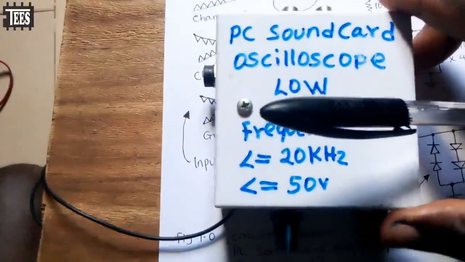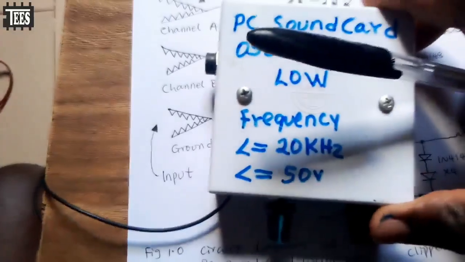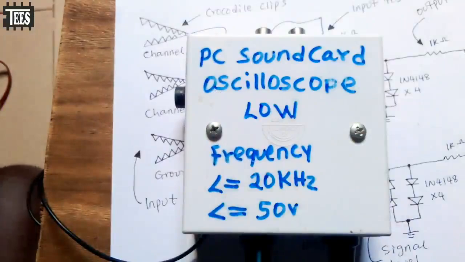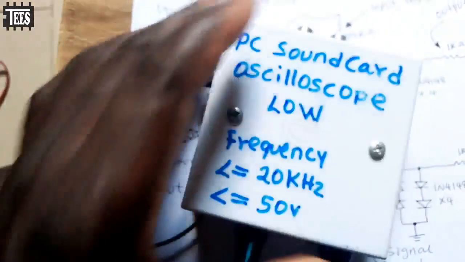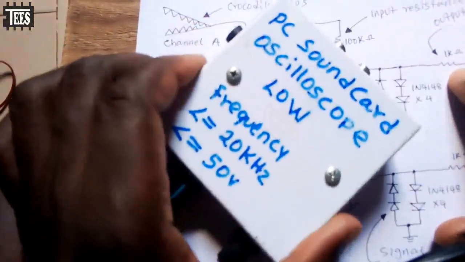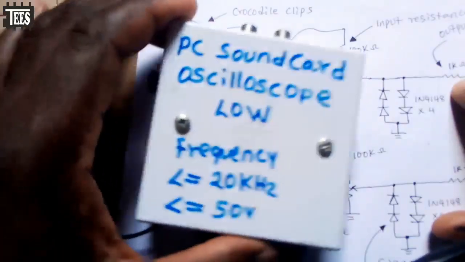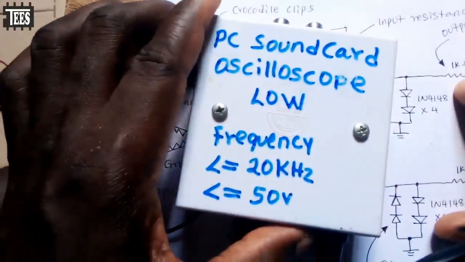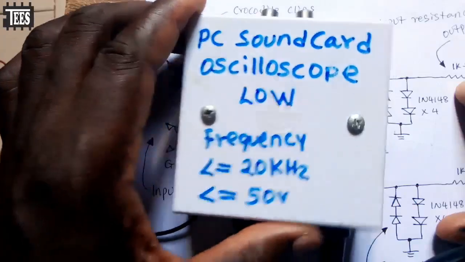So for simple stuff, you don't need to bother yourself with getting an expensive oscilloscope. This is a starting point. It also helps you to study waveforms. Let's say you haven't used a standard lab oscilloscope before. From this, you'll be able to learn how waveforms appear on screen.